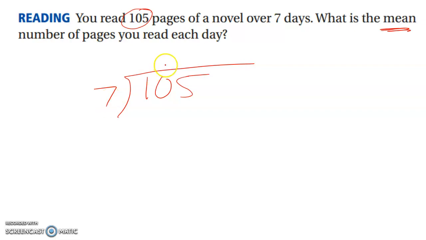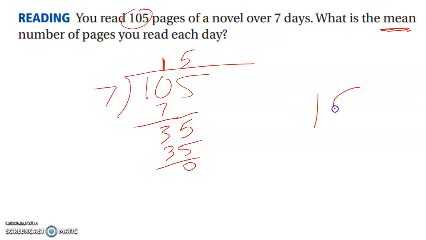So 7 goes into 10 one time. I bring down the 5. 7 into 35 goes 5 times. So what's the mean number of pages you read each day? 15 pages a day. All right, there is going to be a mean problem on the test, so make sure you know how to do mean.